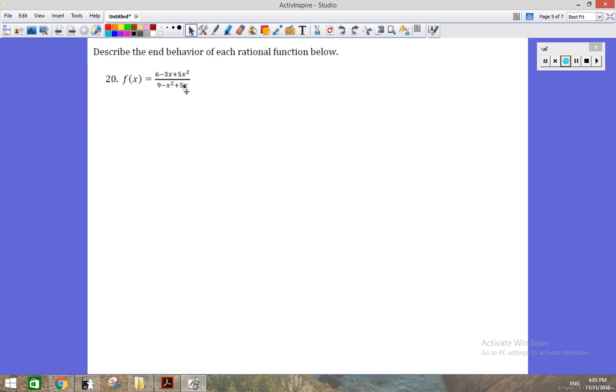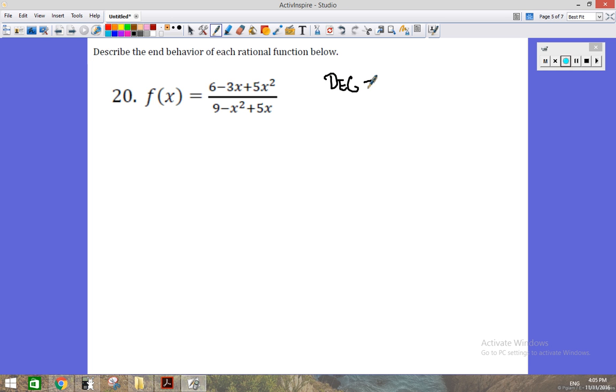Again, the directions are the same. I have this rational function. I need to compare the degree of the numerator against the degree of the denominator. The largest exponent on x is 2, so the degree of the numerator is 2. And the same for the denominator, the degree is 2. When you have the same degree, you have a horizontal asymptote, and it's the ratio of the leading coefficients.